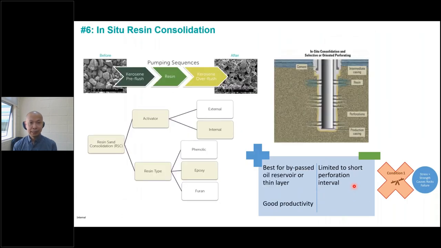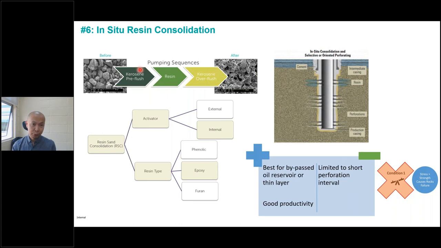Okay, last but not least is in situ resin consolidation. In situ resin consolidation, you can imagine it's just like pumping glue into the formation. Okay, resin glue. The idea is if you can glue the sand grains, right, then we can expect a stronger rock. The problem with that is when you pump glue, you don't glue only the sand grains, you also fill up the pore space in between, right? So you might end up with a stronger rock but also a less porous rock. Okay, but there's a trick to do it.